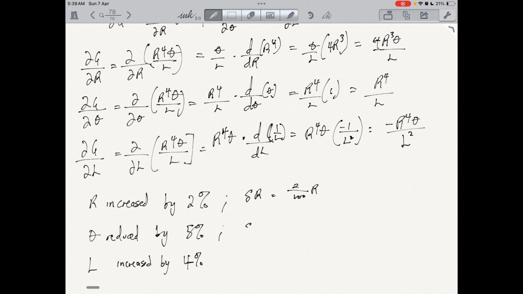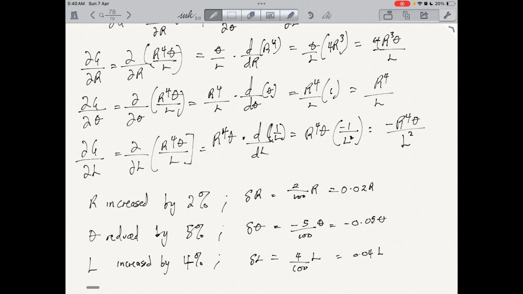And if theta reduces by 5%, that will give us minus 5 divided by 100 theta. Likewise for L, which increased by 4%, this will give us 4 over 100 L. To simplify further, this will give us 0.02 R, minus 0.05 theta, and 0.04 L.